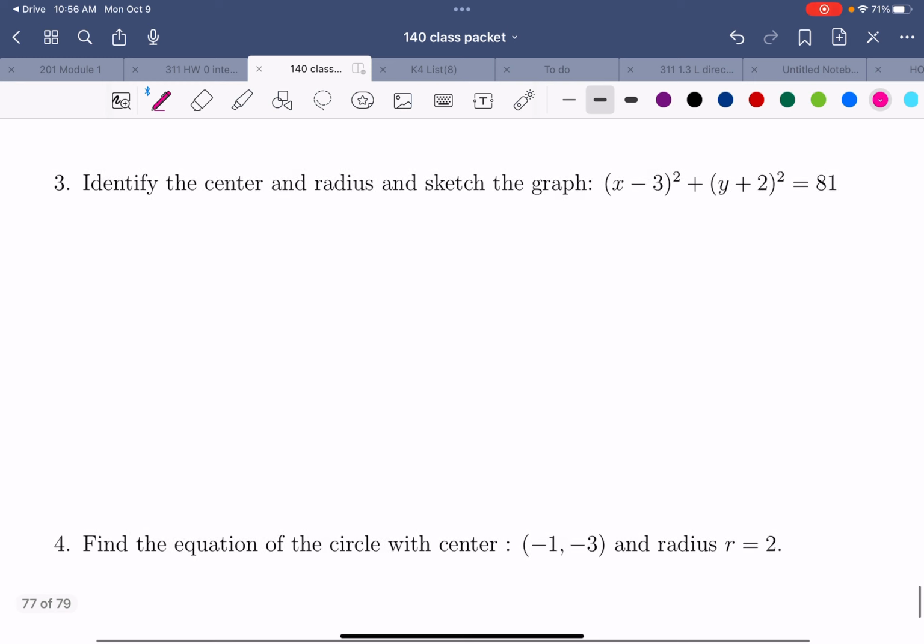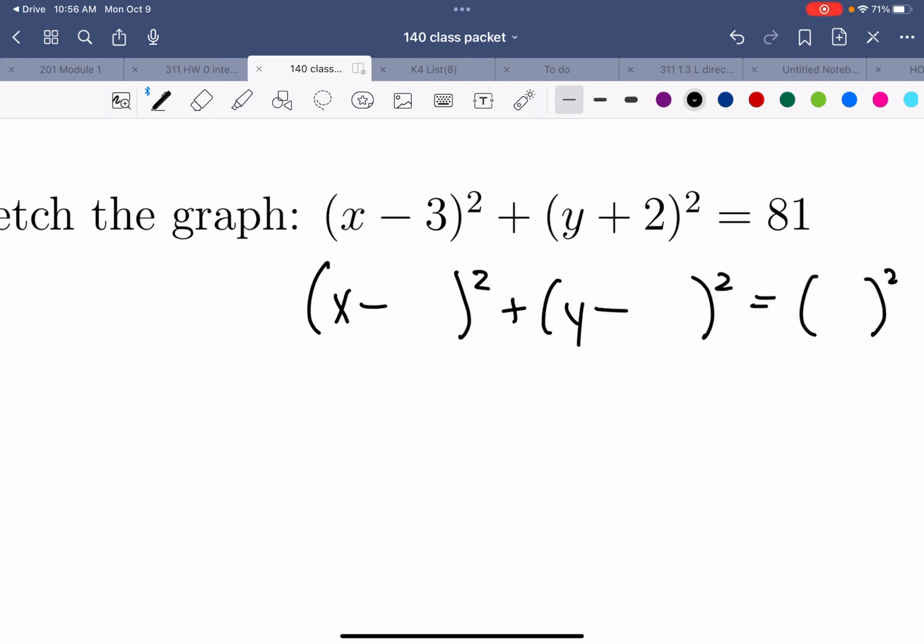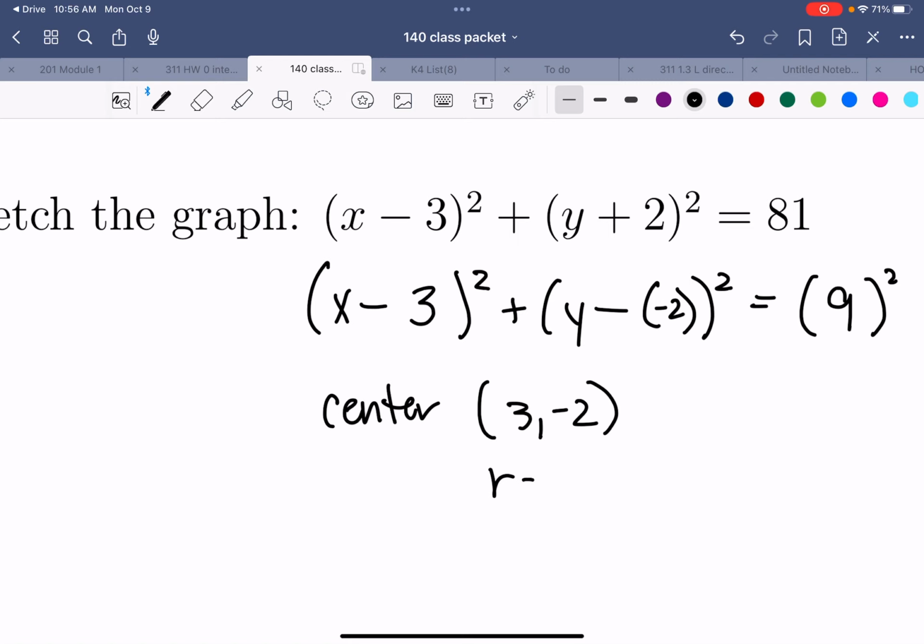Identify the center and the radius and sketch the graph. So for this one, we know this is a circle. So here we go: x minus something squared plus y minus something squared equals some number squared. So the 3 is fine, we can leave that there. But this is y plus 2, and I can make that minus a -2 to make it plus 2. And then what number gives me 81? When I square it, that would be 9. So that means my center is 3, negative 2, and the radius is 9.